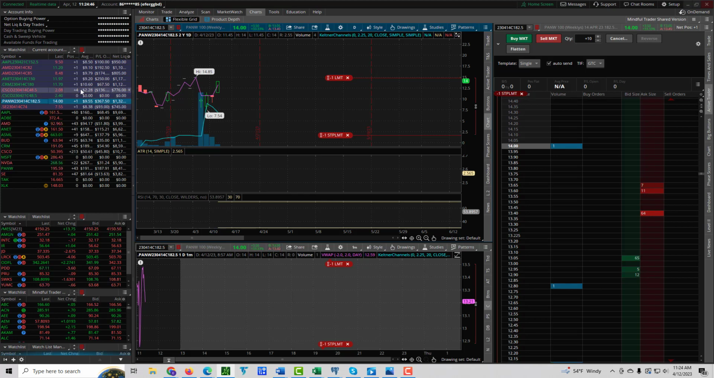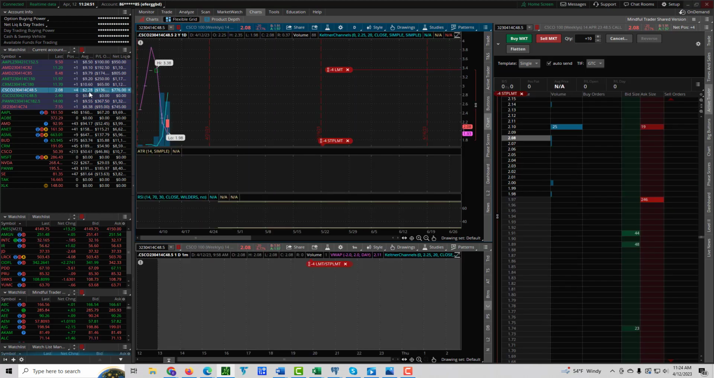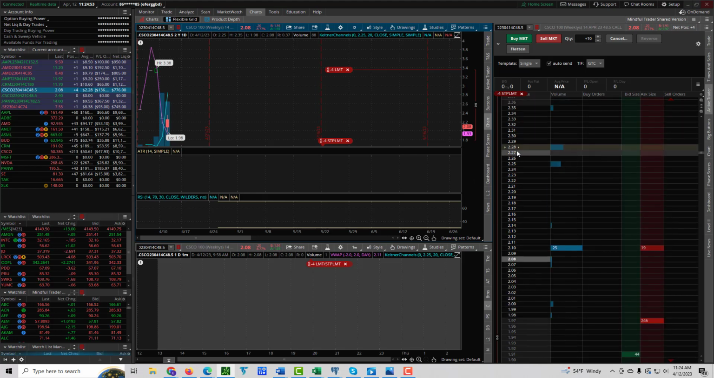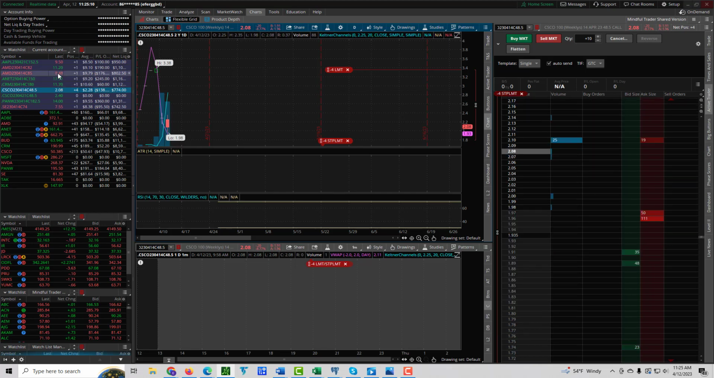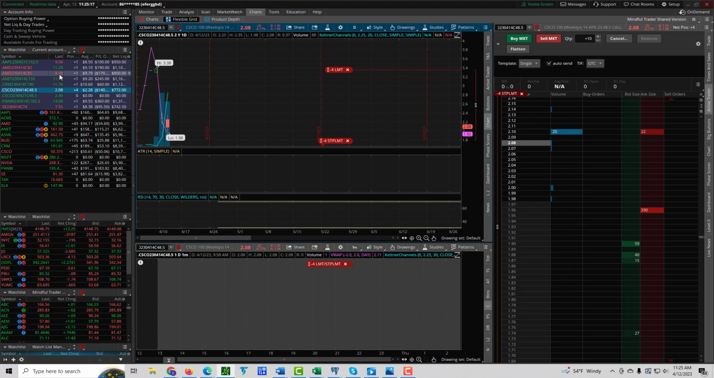So for example, with these Cisco options that I bought here, this number here, $2.28, that's the price I paid. I paid $2.28 per contract. That means that to buy one contract, the actual cost out of my pocket was $228 because it's 100 times the price shown. And for this AMD one here, the last price is $8.48. If I sold that today, I would collect $848 because you multiply it times 100.